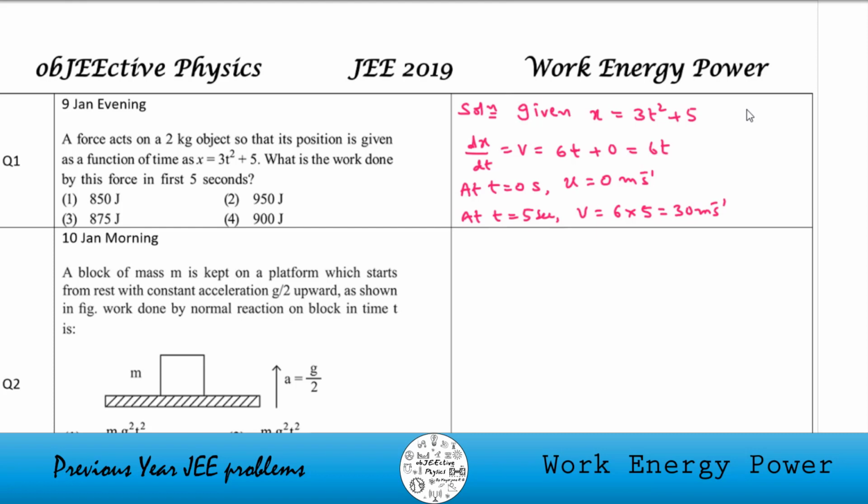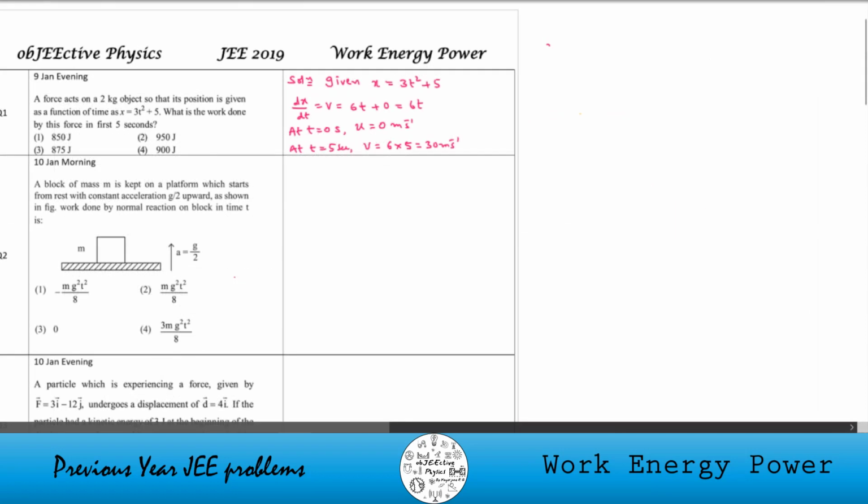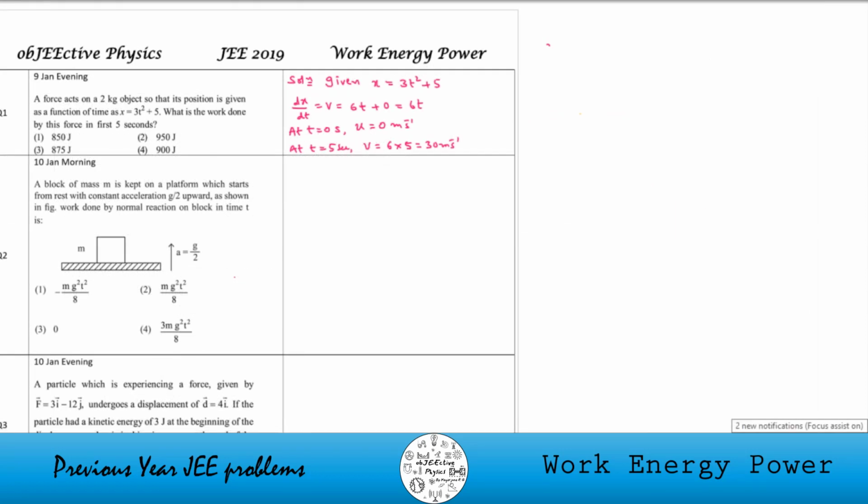So therefore, according to the work energy theorem, we know that W is equal to the change in kinetic energy, delta KE, that is equal to half m v square minus half m u square.